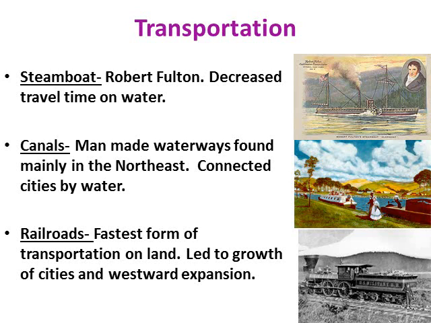And then obviously you had something called the railroad. It was the fastest form of transportation on land. It made sure that you could transport goods, products, and people all over the place in a very quick way. Now, this led to the growth of cities and also helped with westward expansion as we started to try to make a railroad that goes from the Atlantic Ocean all the way to the Pacific Ocean. This is called the Transcontinental Railroad.